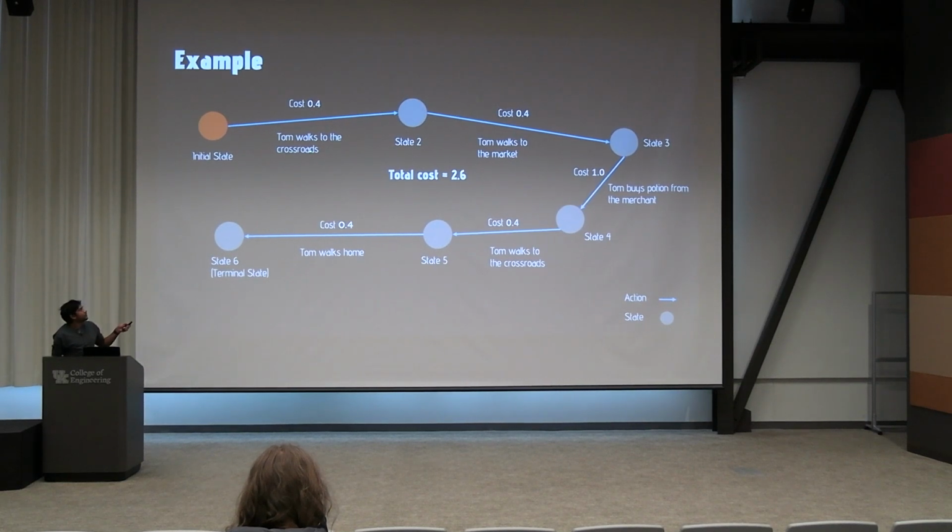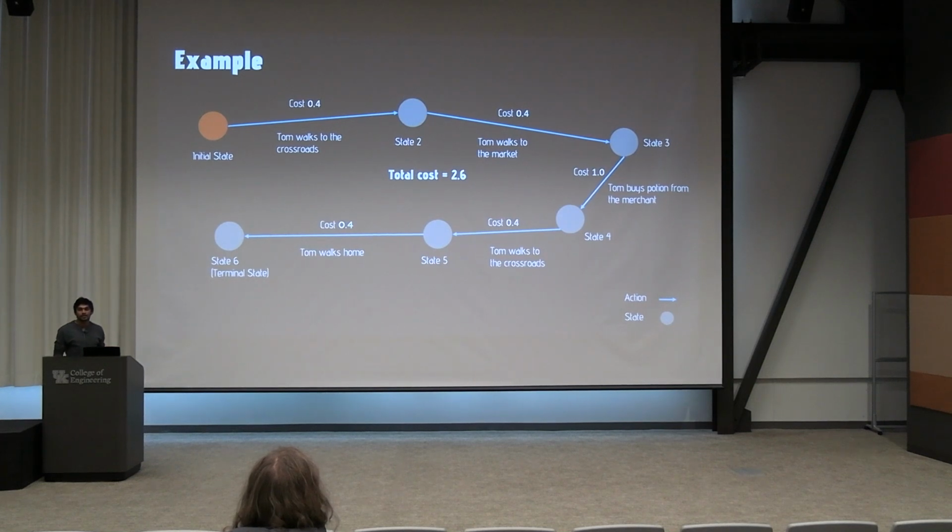So Tom can walk to the crossroads. Tom can walk after Tom walks into the crossroads. Tom can walk to the market, and Tom can walk to the crossroads after Tom walks to the market. Tom can go back home after Tom walks into the crossroads. So we can leave out this action and this plan will still be valid. So we give that action a cost of 1. All the causally necessary actions we give a cost of 0.4.